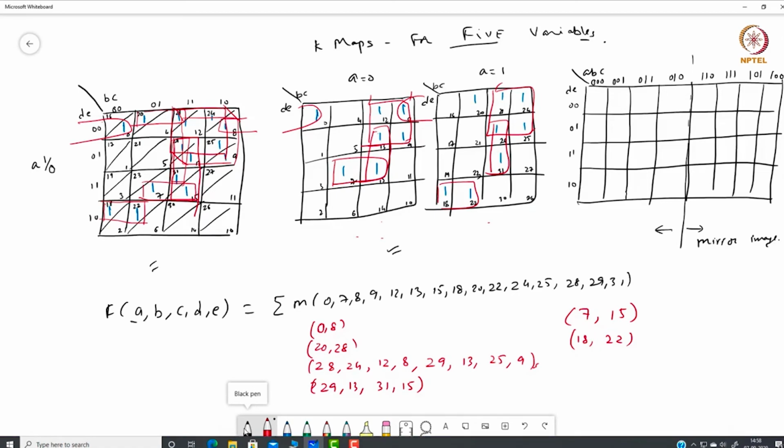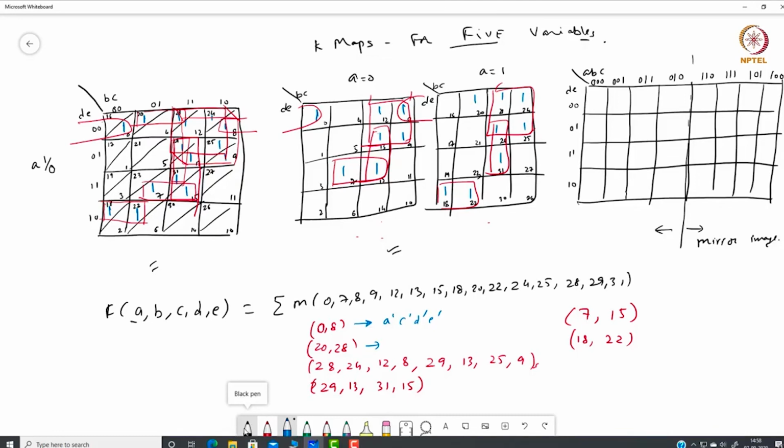Now, given these variables, how do we find product terms? It is the same method which can be extended here. For the product term, for example, take 0 and 8. They are both in the lower triangle, so it will become A dash. A dash is the invariant part, and here we see C dash is the invariant part, and D dash and E dash.